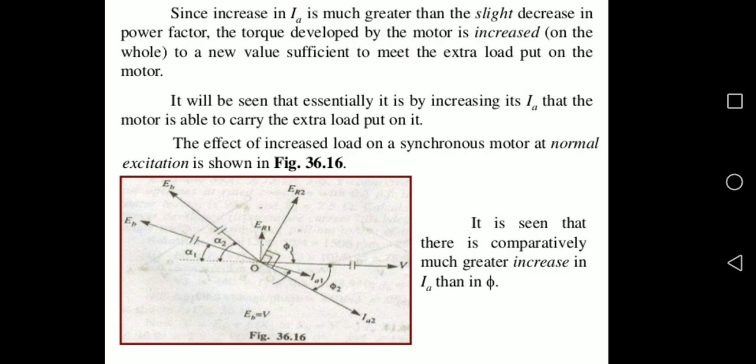The load angle and the power factor angle also go from phi 1 to phi 2. So in this condition, the load angle alpha is increasing and the resultant voltage ER2 is also increasing, the armature current IA1 to IA2 is increasing, and the power factor angle phi 1 to phi 2 is increasing, but the power factor cos phi is decreasing with increasing load.